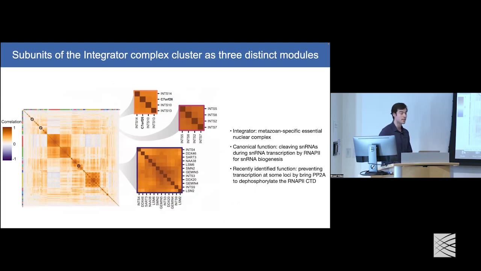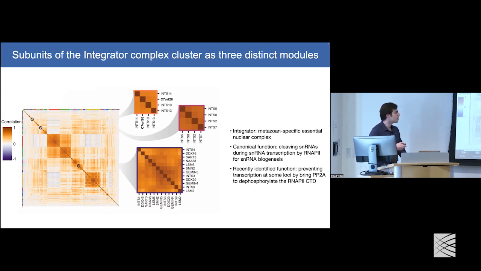So the reason why I was cautioning you about the integrator complex is that the integrator complex had a really fascinating and unexpected behavior, where the subunits of the integrator complex, which have basically been defined by proteomics, clustered as three basically completely distinct modules. And this was really quite a unique behavior. In almost every situation, all of the subunits of a complex kind of clustered together, but that was not the case for the integrator.